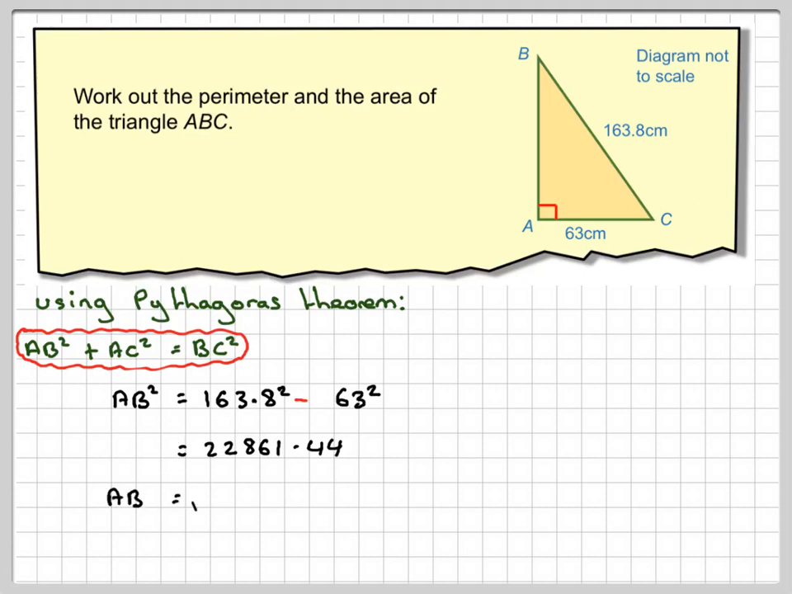I want to find AB. So AB will be the square root of 22,861.44, which gives me 151.2 centimetres. So we'll just mark that on here.